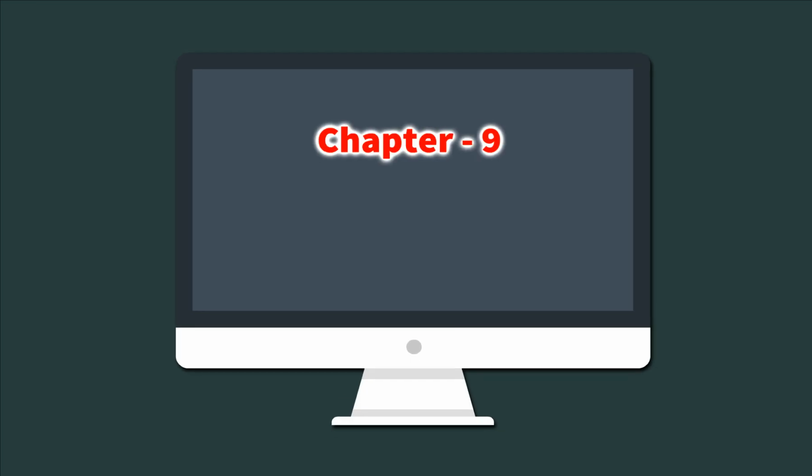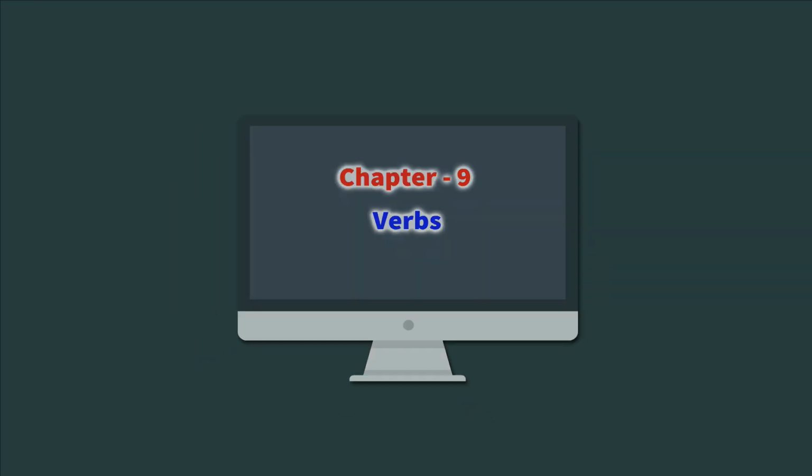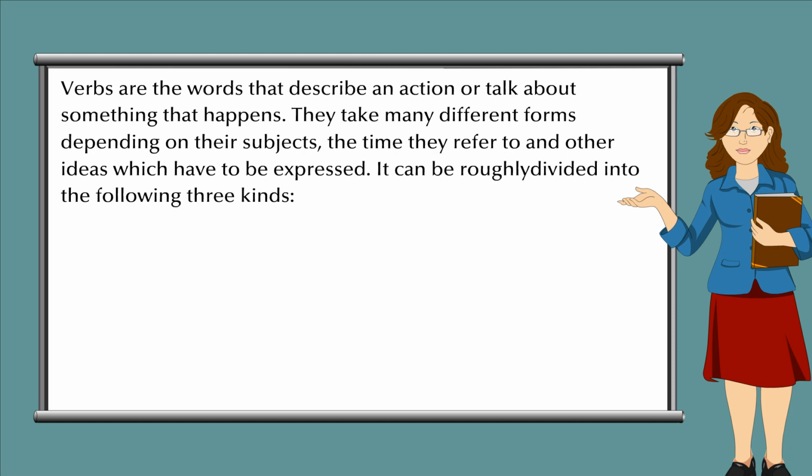Chapter 9. Verbs. Verbs are the words that describe an action or talk about something that happens. They take many different forms depending on their subjects, the time they refer to, and other ideas which have to be expressed. They can be roughly divided into the following three kinds.